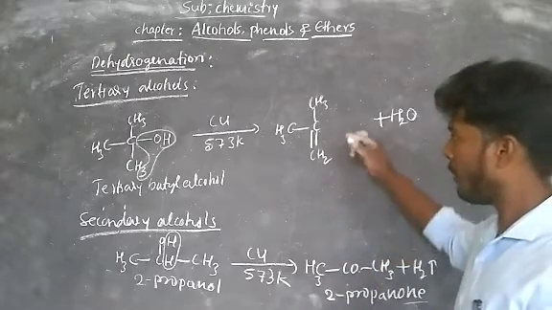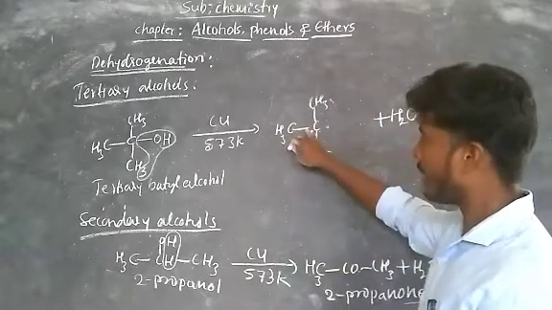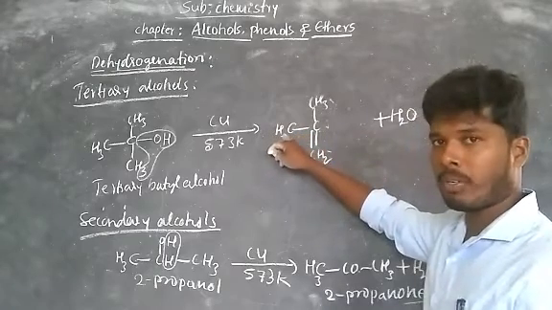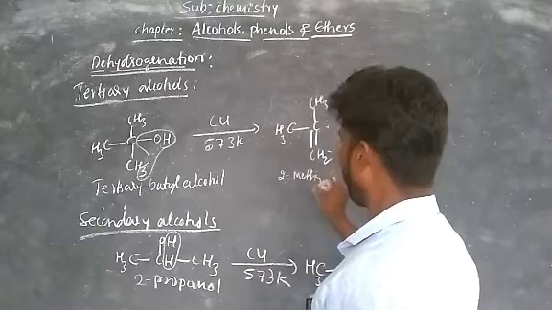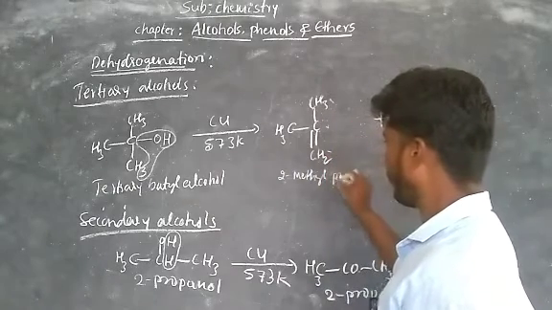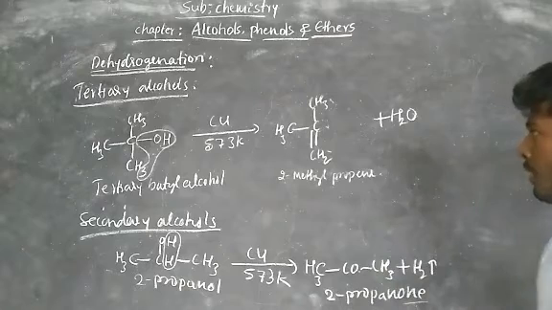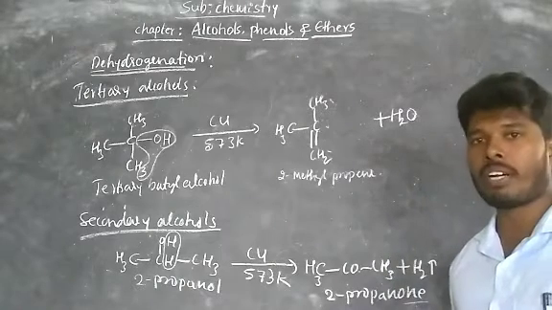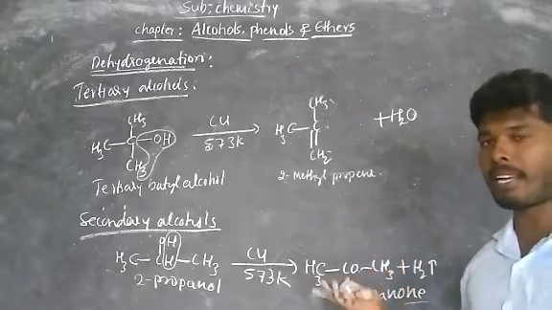It is an alkene, so let us name it: 1, 2, 3. There are 3 carbon atoms. At the second carbon there is a methyl. Okay, that is 2-methyl, and 1, 2, 3 propene is the IUPAC name. You get an alkene. Okay, this is the beauty of dehydrogenation of different alcohols, that is primary, secondary and tertiary.